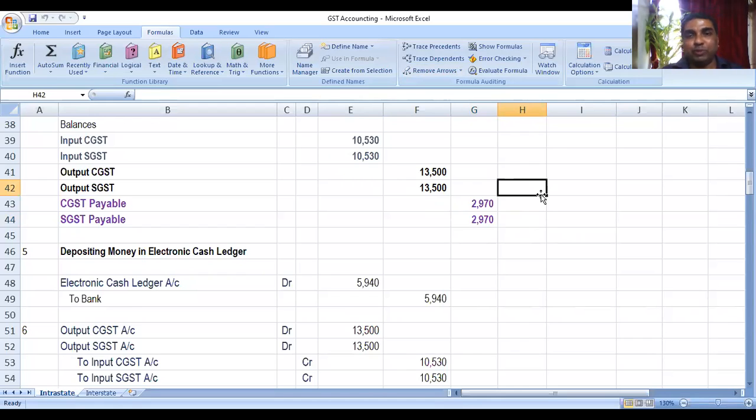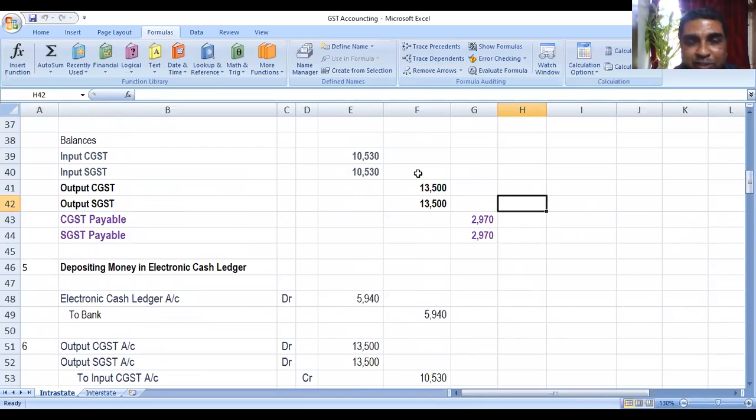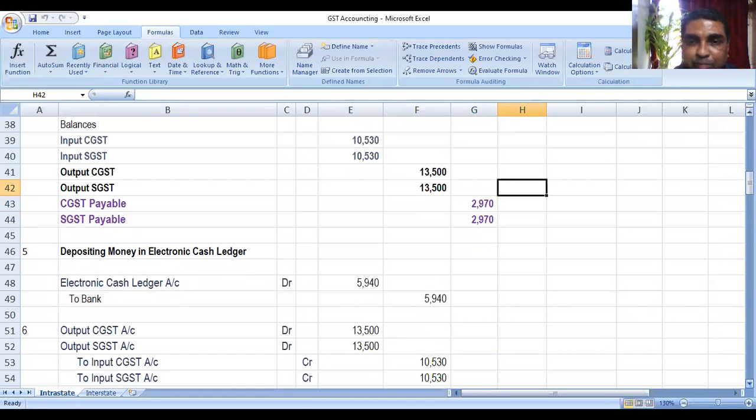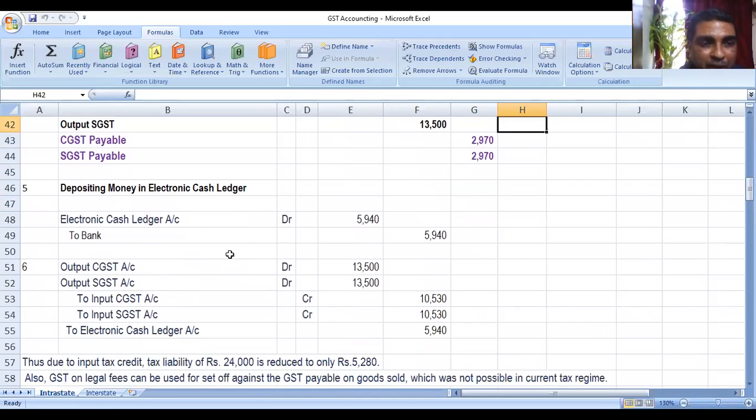Now what you have to do? Now this much money I have to pay. How can I pay? I can transfer this money to my electronic cash ledger. The credit is available in the electronic credit ledger, which I had shown you earlier, and payment has to be made from the electronic cash ledger. If some balance is already there in the electronic cash ledger, then no issue, you can directly make payment. So how to transfer? I will pass an entry.